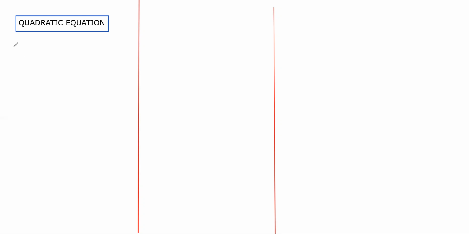Any mathematical expression. For example, if we take an expression 3x square plus 5x, can we say it is an equation? No. If I put an equal to sign, can we say it is an equation now? Still no. Why? Because we do have a left hand side, but we don't have anything on the right hand side. If I write a number here, now can we say it is an equation? Yes.